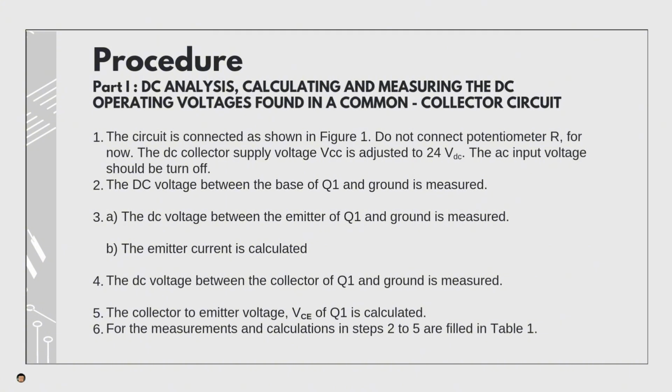The DC voltage between the base of Q1 and ground is measured. Next, the DC voltage between the emitter of Q1 and ground is measured. The emitter current is calculated. Next, the DC voltage between the collector of Q1 and ground is measured. And the collector to emitter voltage, which is VCE, is calculated. Last, the measurements and calculations in steps 2 to 5 are filled in Table 1.